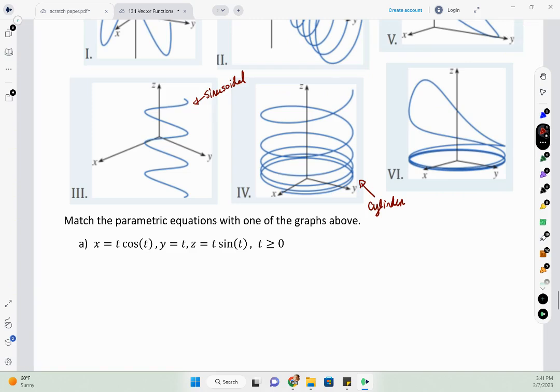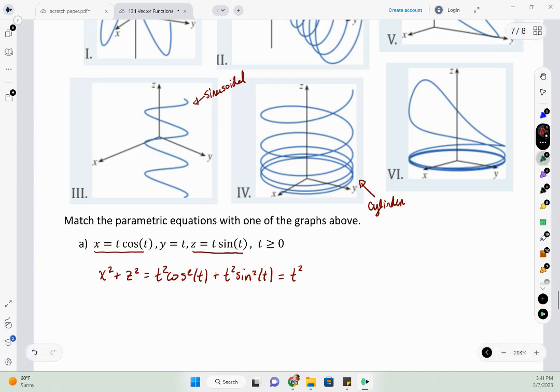Okay, here's what we do. In part A, we are given parametric equations. x is equal to t cosine of t, y is t, z is t sine of t, and t must be greater than or equal to 0. It looks like I've got some sines and cosines in here, so I want to use my Pythagorean theorem to help me. If I look at x squared plus z squared, that's going to give me t squared cosine squared of t plus t squared sine squared of t, which is equal to t squared.